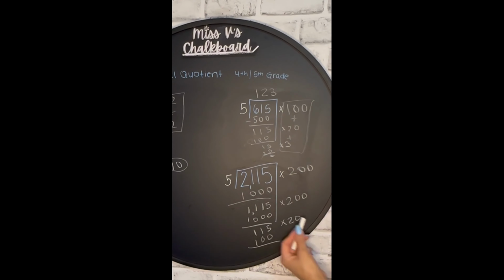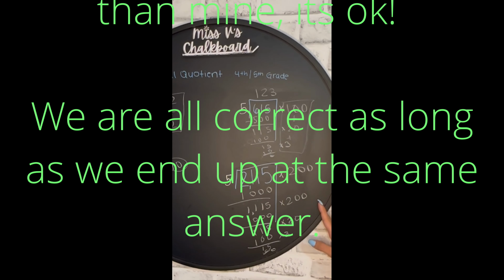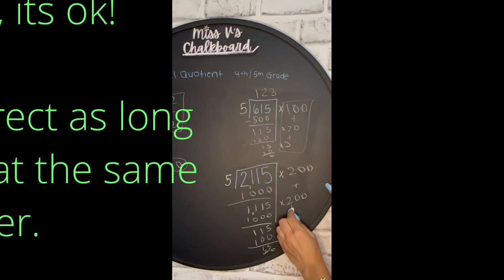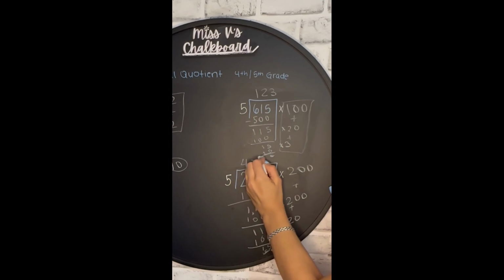Sometimes students need the visual. They go far left times far right. The answer goes in the middle. So I just get 15. 5 times 3 is 15. And now I'm out of room, but I subtract and I get 0. I have no remainder again. My answer is 200 plus 200 plus 20 plus 3, which is 423.